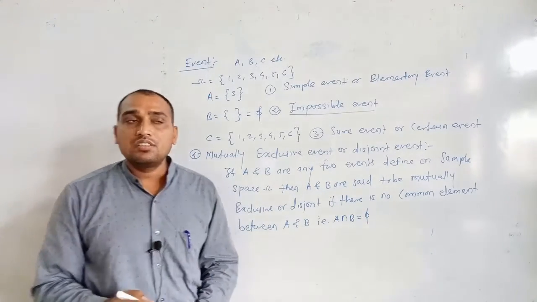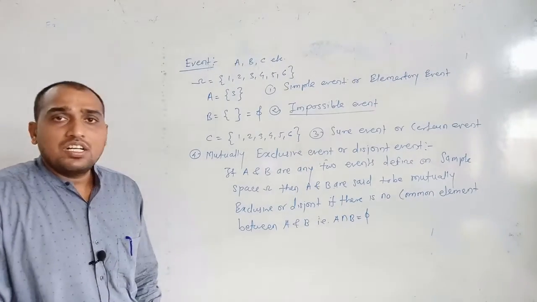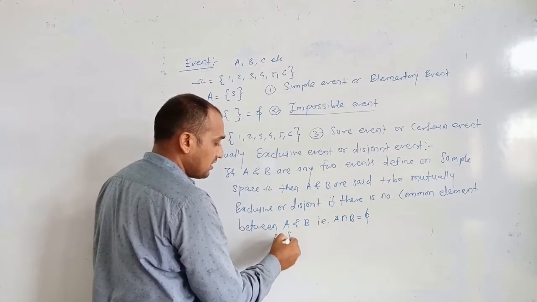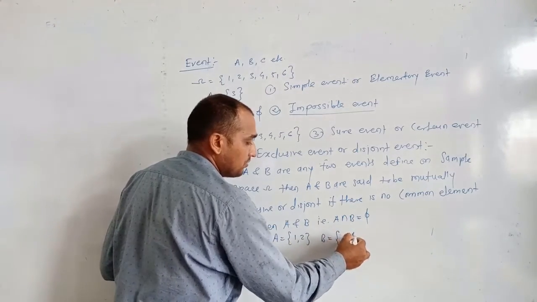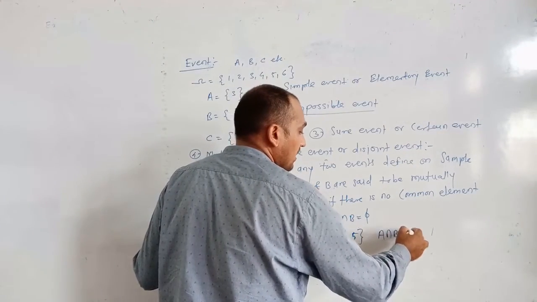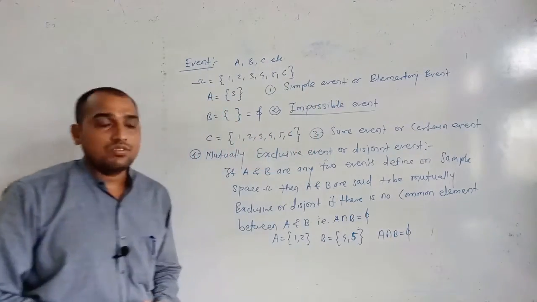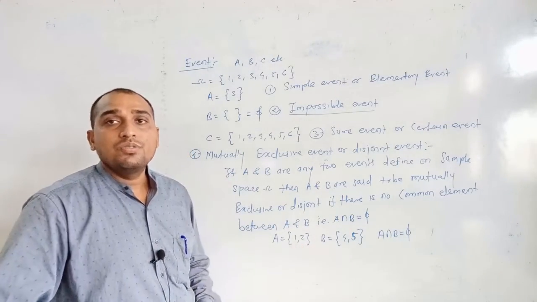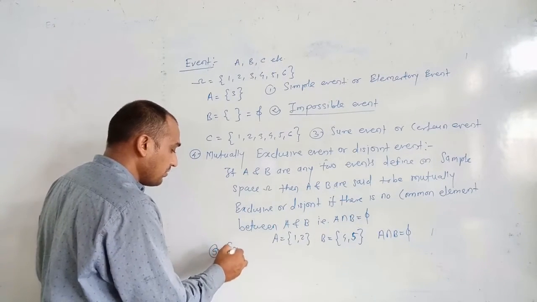If there is no common element between these two, then we say that these two events are mutually exclusive. For example, for the same sample space, if I write A which contains the elements 1, 2, and B which contains 4, 5, what is A intersection B? A intersection B is phi. Therefore, A and B are mutually exclusive. After that, fifth is exhaustive event.